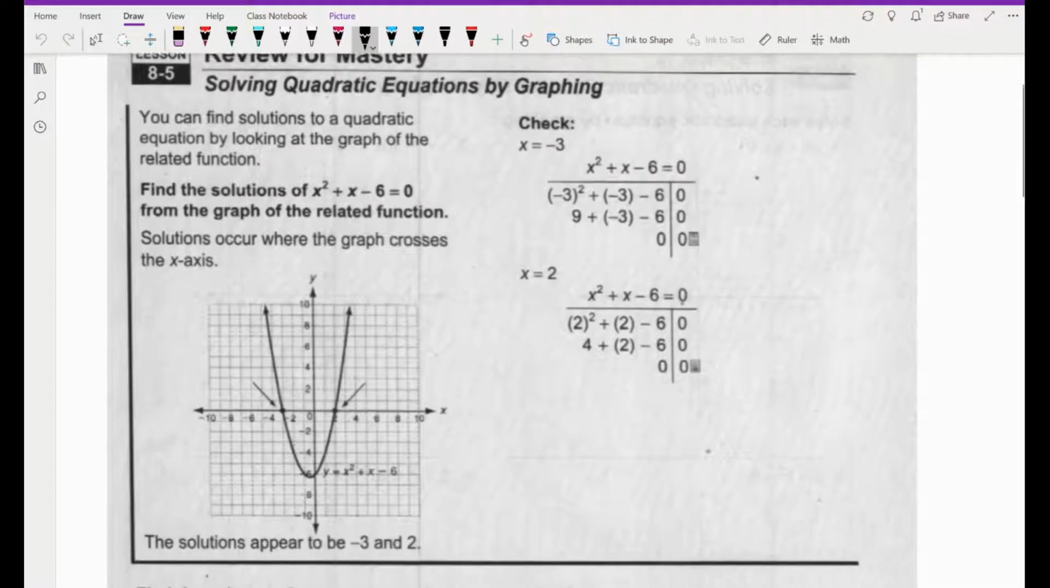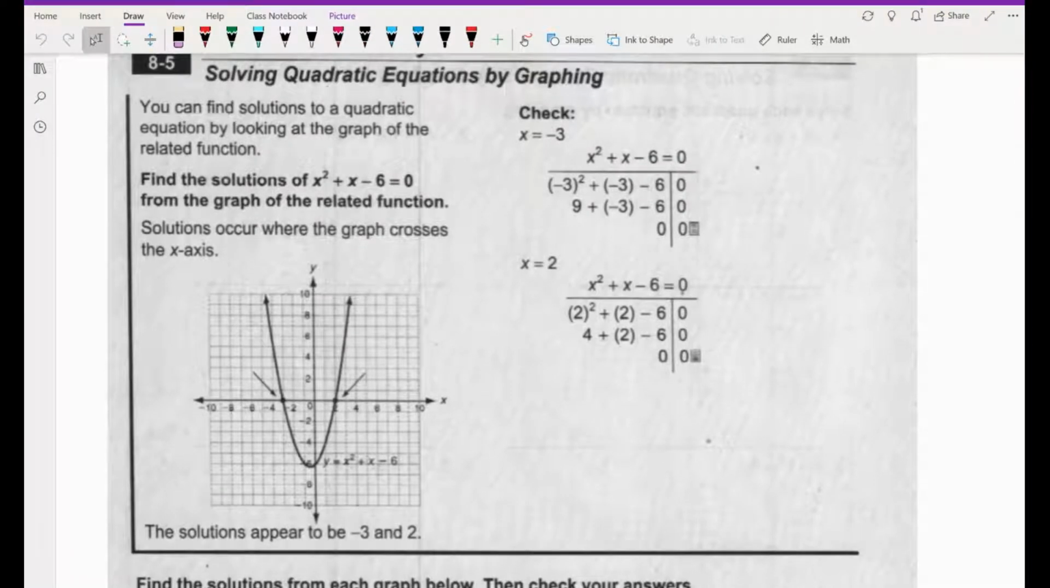Now, whenever you're asked to solve a quadratic equation, we're trying to find solutions to the quadratic equation. The solutions are the same thing as the x-intercepts. They're also known as the zeros.